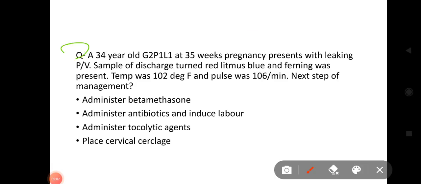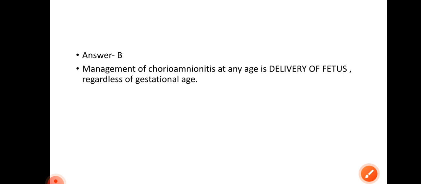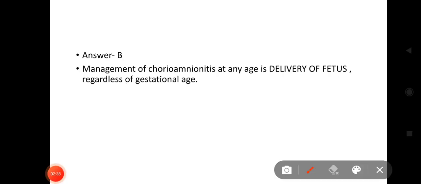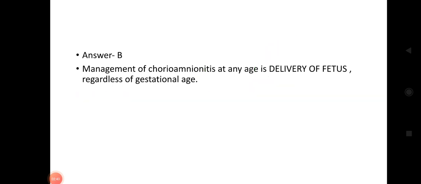Case-based question: a 34-year-old G2P1L1 at 35 weeks of pregnancy presents with leaking PV. Sample of discharge turned red litmus blue and fever was present. Temperature was around 102 degrees Fahrenheit and pulse was 106 per minute. So next step of management would be what? Administer betamethasone, administer antibiotics and induce labor, administer tocolytic agents, or place cervical cerclage. So let's go through this question and see the clinical findings. These findings are suggestive of chorioamnionitis. So the answer is B, that is administer antibiotics and induce labor. So management of chorioamnionitis at any age is delivery of the fetus regardless of the gestational age.